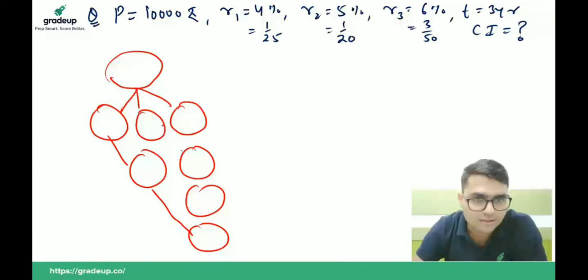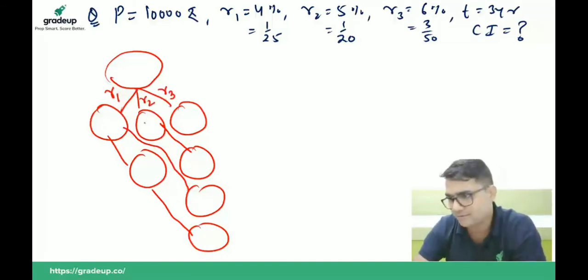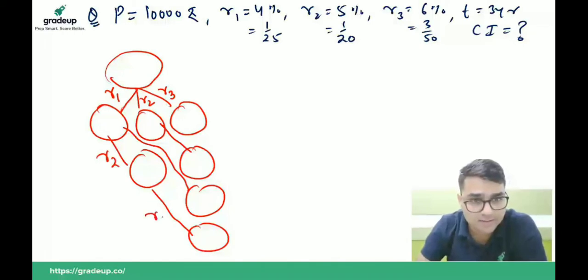So guys, this circle is linked with this circle, and this circle is linked with this circle. Always remember one thing: this is the first year rate of interest, this is the second year rate of interest, and this is the third year rate of interest.